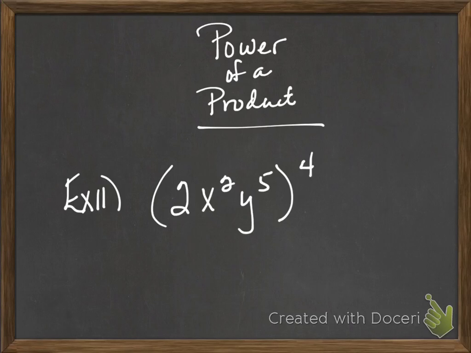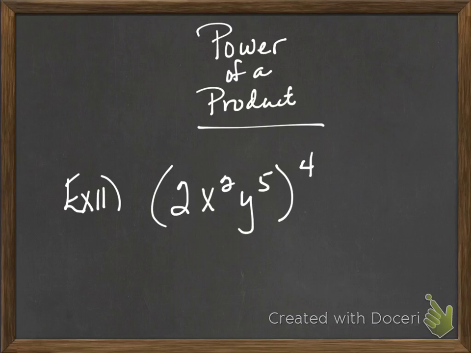2 times x squared times y to the 5th. All that stuff in parentheses is really a product because it's all being multiplied together. So we're going to take that product and we're going to raise it to the 4th power. So this is just showing you when you have several things that are multiplied together and they're all in parentheses, it's been multiplied together as your product and it's being raised to that power. Okay? Now I'm going to go ahead and tell you most people will make a mistake with the 2.